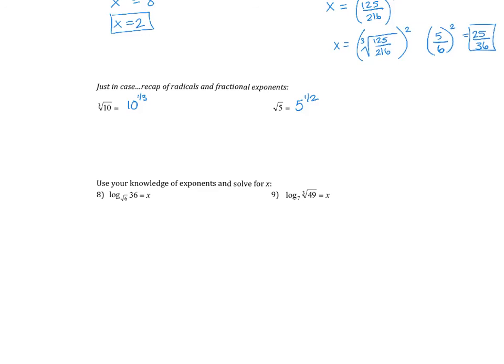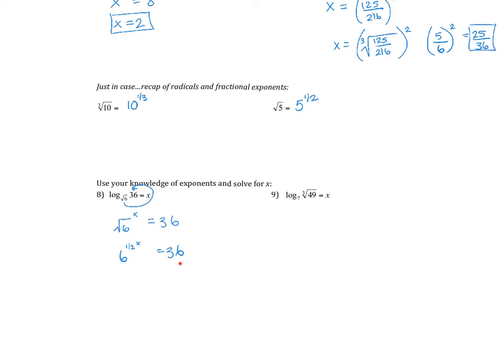Our goal is to solve for x. So we have log base radical 6 of 36 equals x. I'm going to take this logarithmic equation and rewrite it in exponential form. So I have the square root of 6 to the power of x equals 36. My goal is to find my exponent here. So I'm going to rewrite radical 6 as 6 to the 1/2 power, because it's equivalent, and then we have that to the x equals 36.